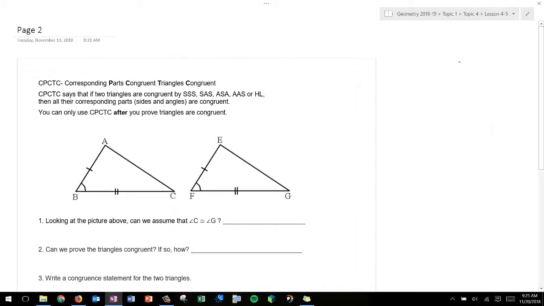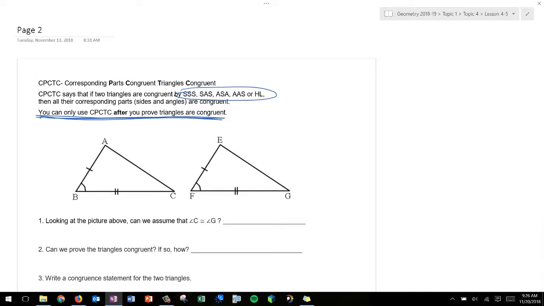Now, we've talked about this already at the top of our triangle congruence sections, this idea of CPCTC: corresponding parts of congruent triangles are also congruent. So now we've got these 5 techniques to show that triangles are congruent. Once we've got that, we can use CPCTC to highlight specific parts of our triangles also being congruent. Notice that you can only use it after you've proven the triangles are congruent. You can't jump ahead.